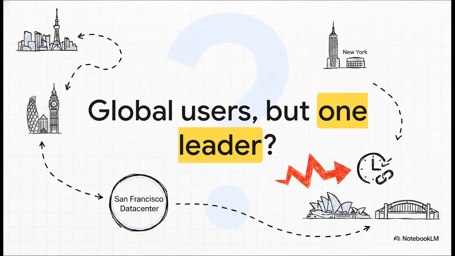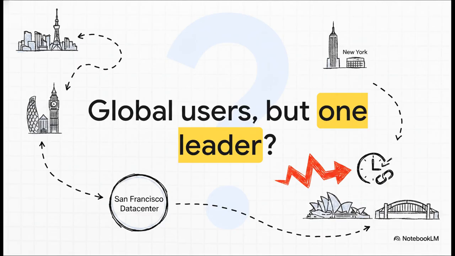All right, to kick things off, let's picture a scenario. Imagine you've just built this incredibly successful application. It goes viral, and suddenly you've got millions of active users spread across Tokyo, London, New York, and Sydney. But here's the catch. Your database leader, that single server responsible for accepting all new data updates, is sitting in a solitary data center in San Francisco.